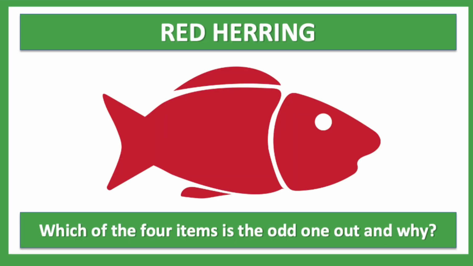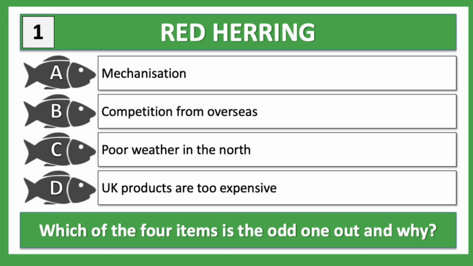Right, let's move on to another round of red herrings. So it's the same as before: 4 items will be shown, 1 is the odd one out. Why is it the odd one out? Let's go. So we've got mechanisation, competition from overseas, poor weather in the north, and products are too expensive. So which of the 4 items is the odd one out and why?